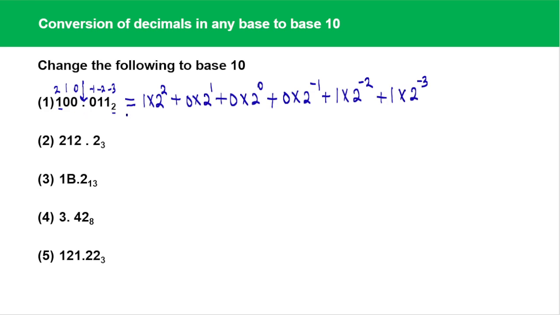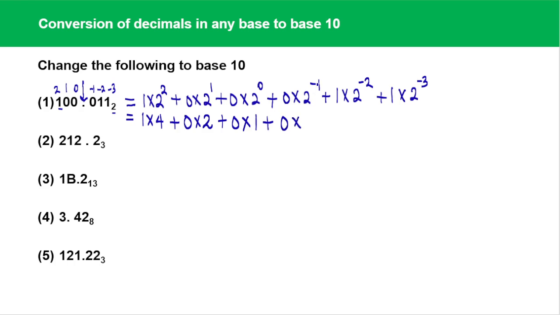Now we'll simplify the expression further. 2 to the power of 2 means 2 times 2, which is 4. Therefore we have 1 times 4 plus 0 times 2 to the power of 1, which means 2, plus 0 times 2 to the power of 0. Remember, in indices, an index with a power of 0 will always give you 1.